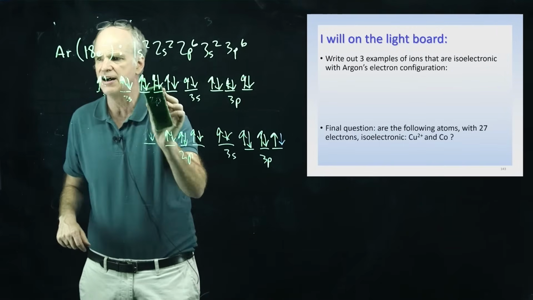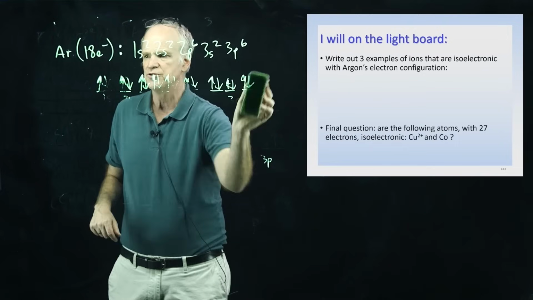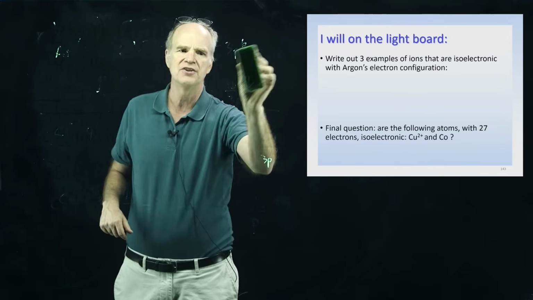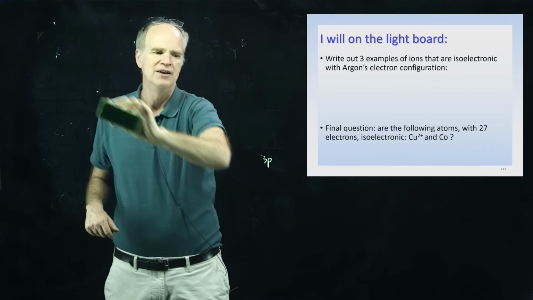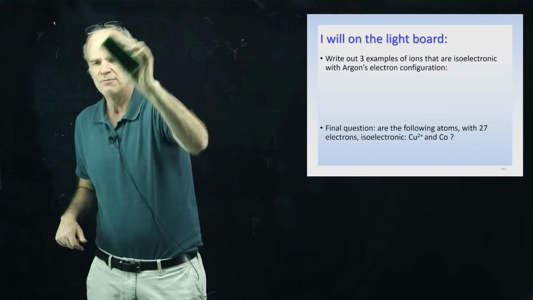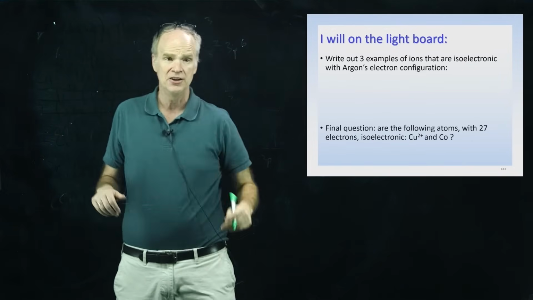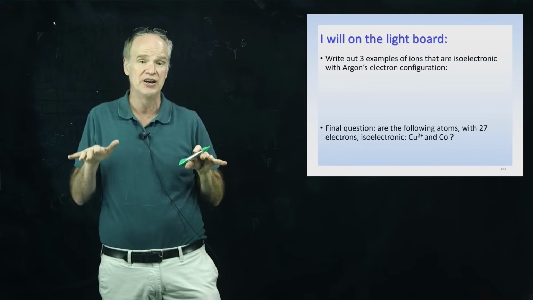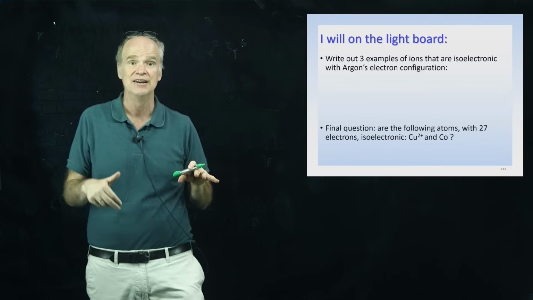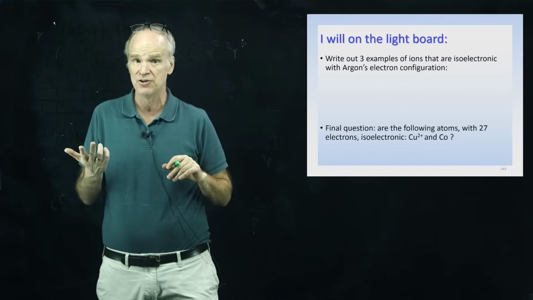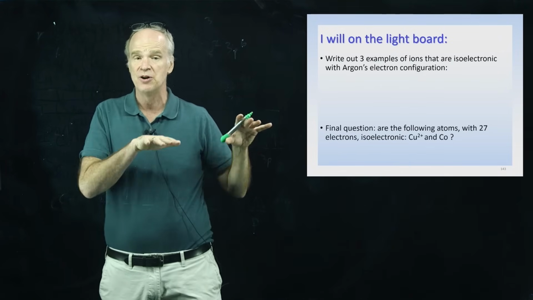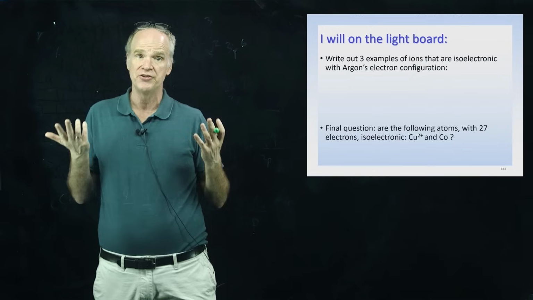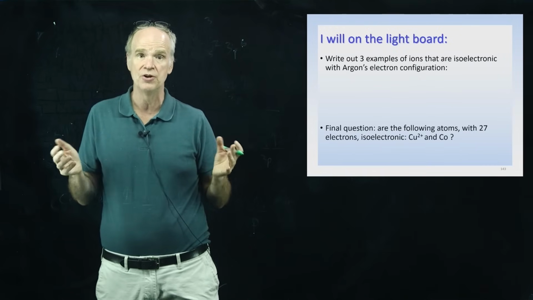So we're trying to figure out, are the following atoms with 27 electrons isoelectronic? Copper 2+ and cobalt. Okay, so the point I want to make with this problem is that just because you have 2 atoms with the same number of electrons does not mean that they are isoelectronic. Not only would they have to have the same number of electrons, but they need to be disposed in exactly the same way in the orbitals. If they're disposed in the same way in the orbitals, then they're isoelectronic.